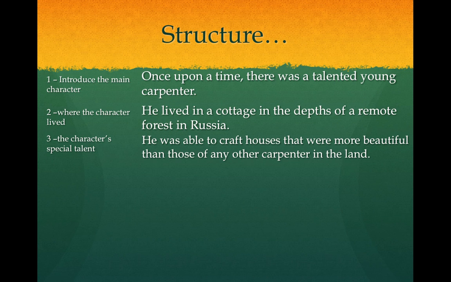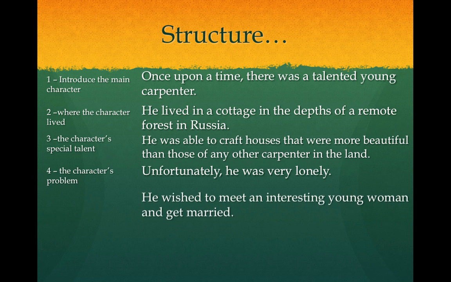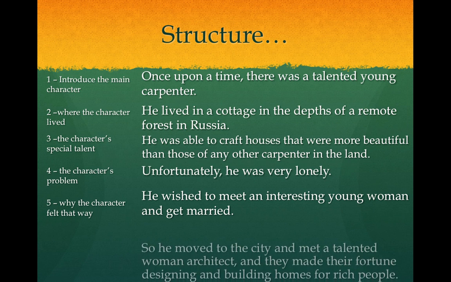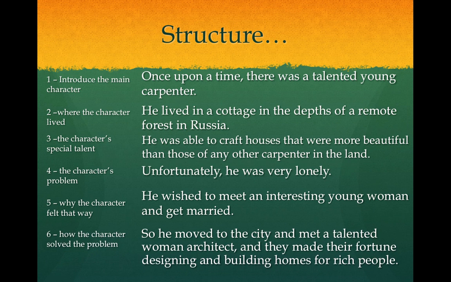So if you can make a connection to the structure of a full narrative, these first 3 sentences are setting the scene. Number 4 sentence is a problem the character has. This character is very lonely. Number 5 describes why that's a problem. He was lonely because he wished to meet an interesting young woman and get married. Number 6 is then the resolution, what the character did to solve the problem they were having.